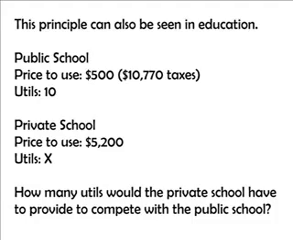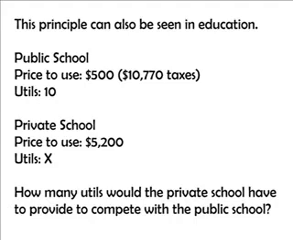This principle can also be seen in education between public schools and private schools. For the public school, the price to use is about $500. Let's just say that's what it is for the school supplies and whatever. And the rest of it is paid through $10,770 per student in taxes. That was about the average in 2008. And let's just make up a number. Let's just say the usage of public schools over any period of time is 10 utils. Util is a made-up unit.